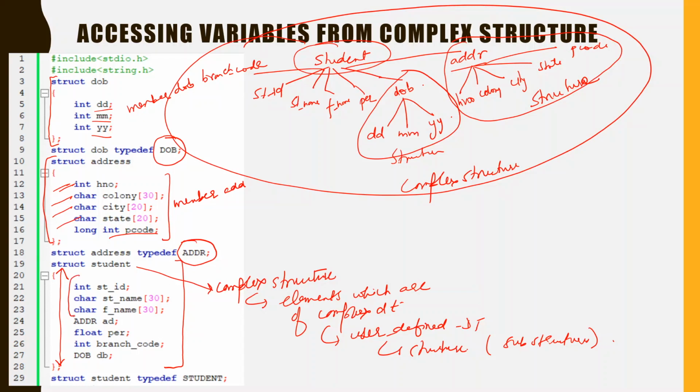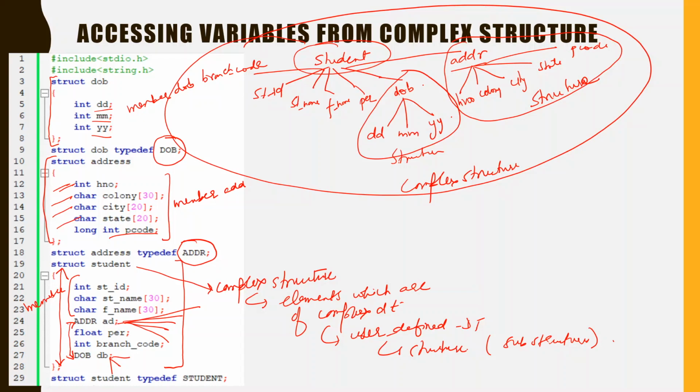These are the normal variables of the fundamental data type, normal members. Normal members are there, and these are the two complex members, ADDR AD and DOB DB. So AD means it is the member AD of the type address. This AD is going to have the member variables of the struct address, and this DB is going to have the member variables of the struct DOB.